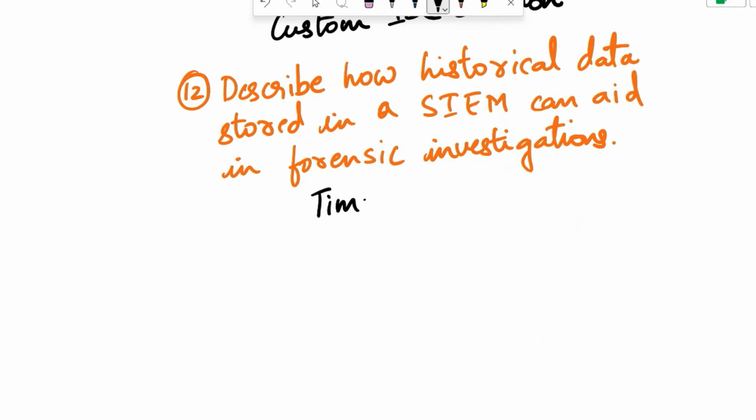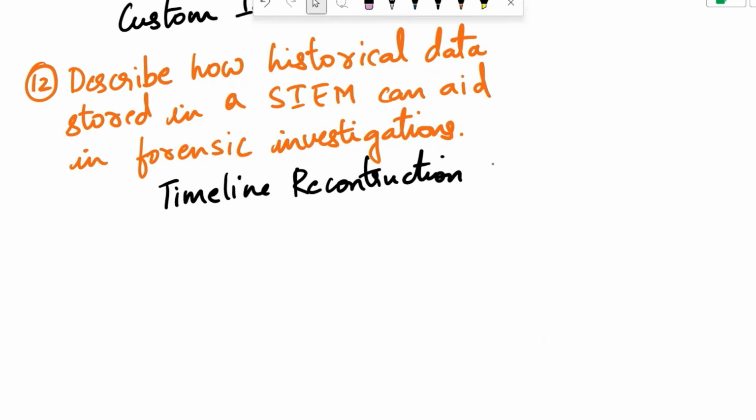First is timeline reconstruction. SIMs retain historical logs and event data over extended periods. This data allows investigators to reconstruct a chronological timeline of events leading up to and following an incident. This timeline is crucial for understanding the sequence of actions, identifying the initial entry point, and tracing the attacker's movement within the network.